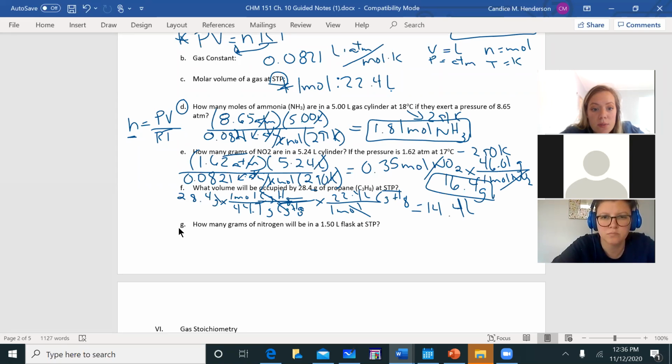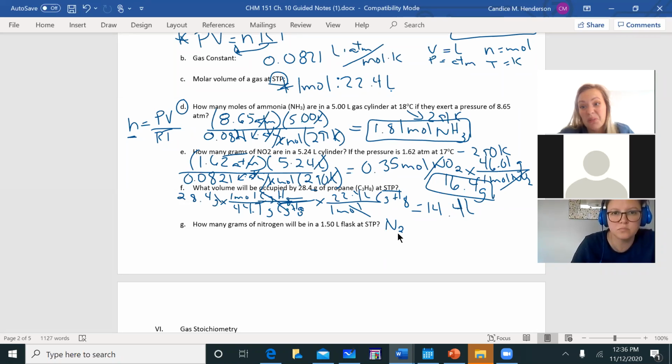I want you to do this one here, all right? This is saying how many grams of nitrogen will be in a 1.50 liter flask at STP. One thing I want to tell you though is nitrogen as a gas is going to be N2. So just take that into account. You know something about the volume, and I want to know something about the amount. I'll give you all 3 minutes for that one. It's really just the reverse of what we did on the previous one.